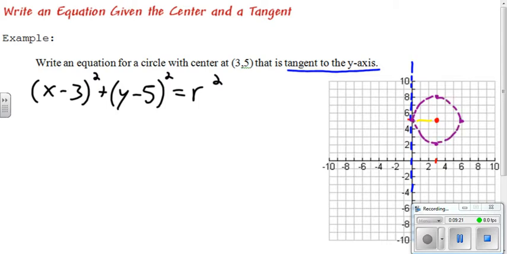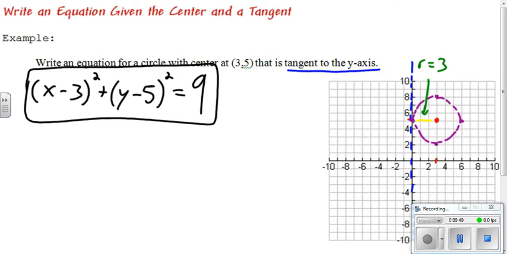The most important part that we know from this, though, is that the radius right here is 3, because it's 3 units away from that tangent line, the y-axis. So we can replace this with 3, which, now that we know it's 3 squared, we can actually replace it even more to our final answer of 9. We would say then that this is our final equation for that circle.